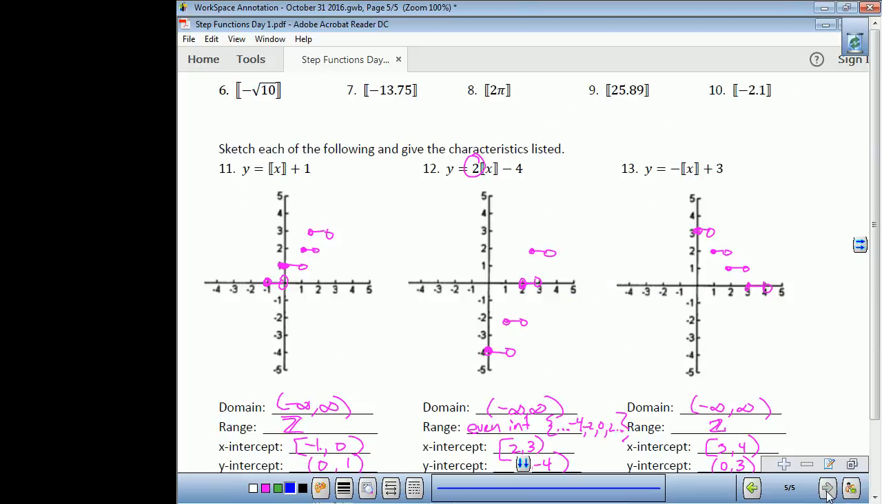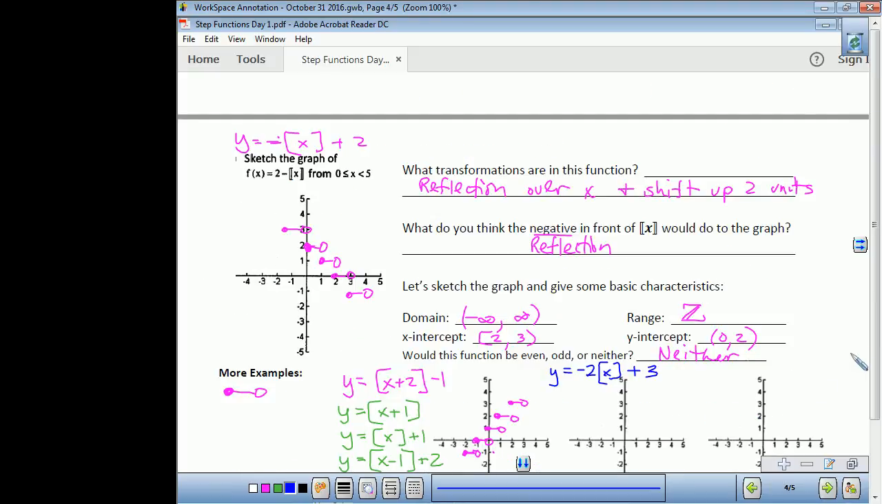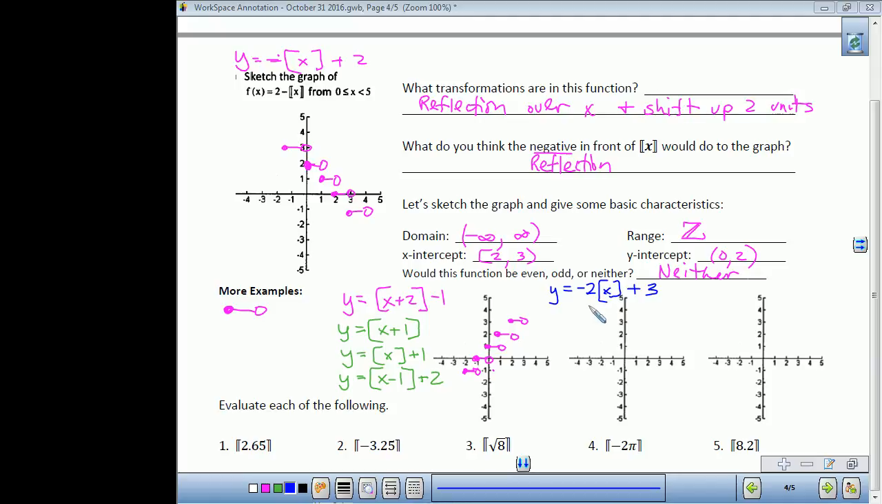Let me make sure that's not the exact one you did a second there. So, -2x plus 3. Alright, so where do I start on this one? Where's the first barbell? Up 3. So there's the first one. But this is -2. So am I jumping up or down? Down, and how far? 2.